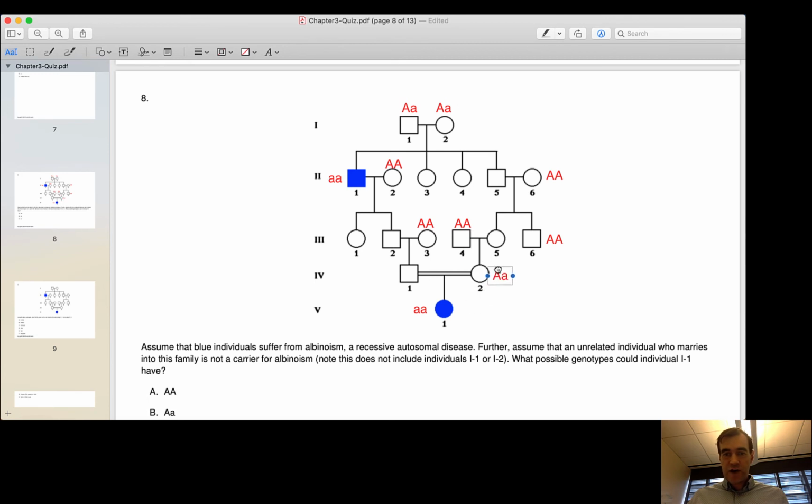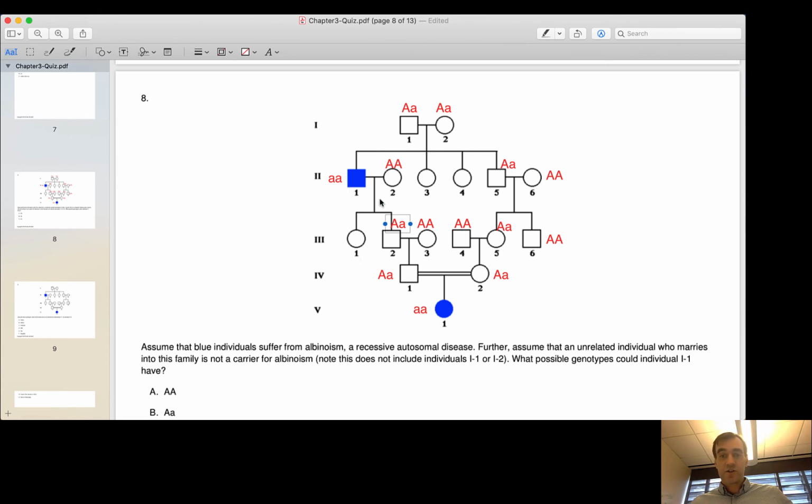So because individual 5-1 has albinism, we know with certainty that they are carriers. And since this individual is a carrier, we know with certainty that this individual has to be a carrier, and this individual has to be a carrier. And then similarly right here, we know that this individual is a carrier, and so far so good. So individual 2-3 and 2-4, we don't know with certainty what their genotype is. And then finally, individual 3-1, we also don't know for certainty.